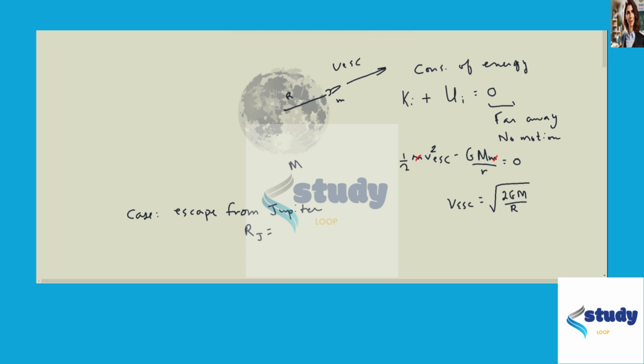So its radius is given as, let's see, 6.9 times 10 to the 7th meters. That sounds right. And its mass has to be looked up, but 1.899 times 10 to the 27th kilograms.